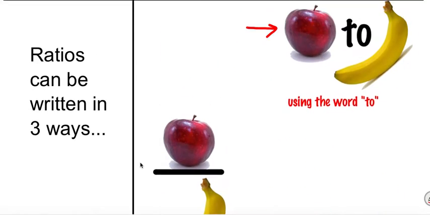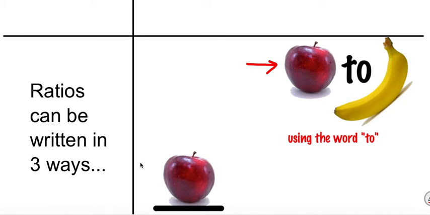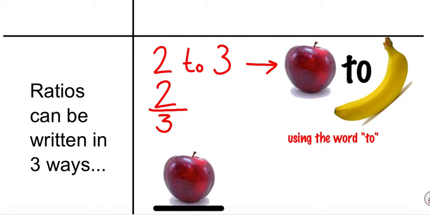So if I was going to show this with numbers, I would say 2 to 3, or I would say 2 to 3 written as a fraction, or I would write it with a colon, 2 to 3. These are three different ways that you can write the ratio.